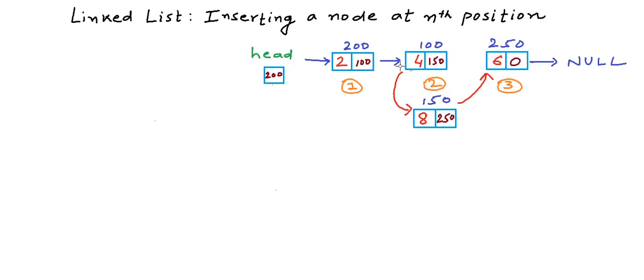We may have special cases in our implementation, like the list may be empty, or we may want to insert a node at the beginning. Let's say we will take care of special cases, if any, in our actual implementation. So now let's move on to implement this particular function in our program.